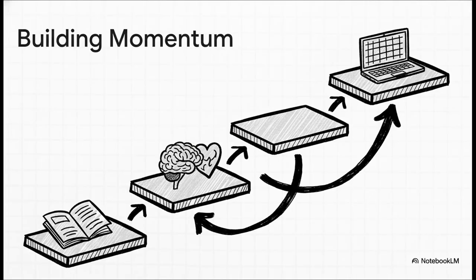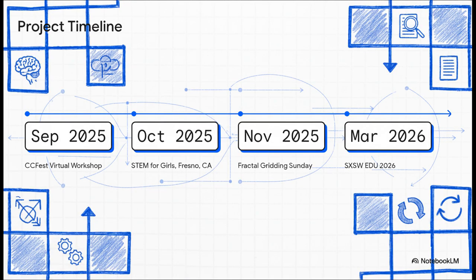And that recognition is just snowballing. They got a commission from Carnegie Mellon for a new comic. They earned a fellowship at Harvard to apply this to digital well-being. Oh, and they've also soft launched their own software. This thing is not just spreading, it's getting baked into the highest levels of education and research. And you can see from this timeline that the community is buzzing. You've got virtual workshops, STEM events for girls, recurring community meetups, all leading up to the big show at SXSW EDU. There is always something going on in the fractal gridding universe.